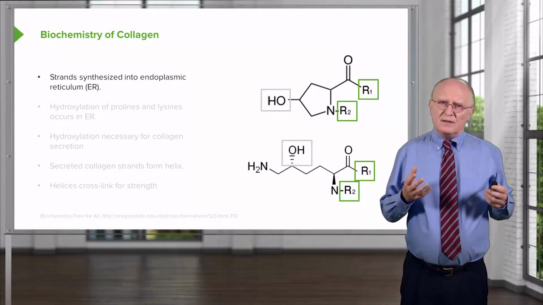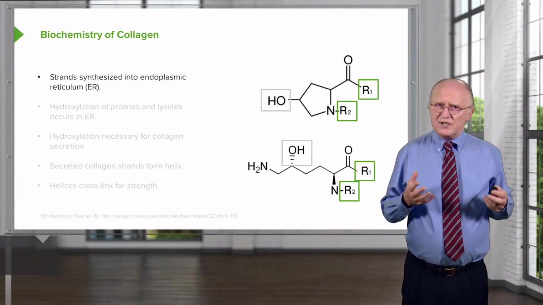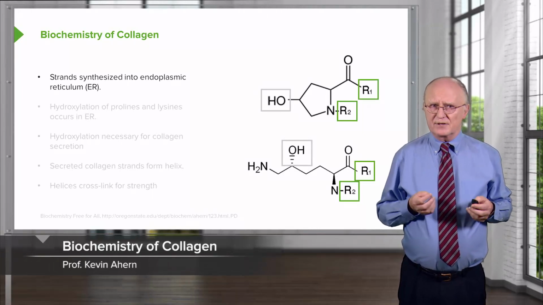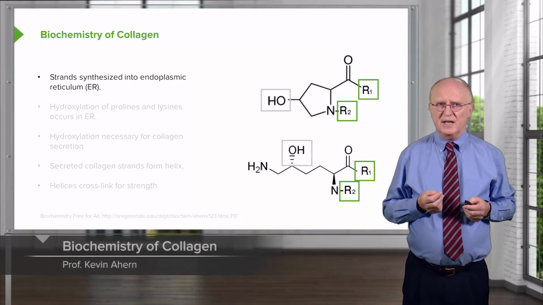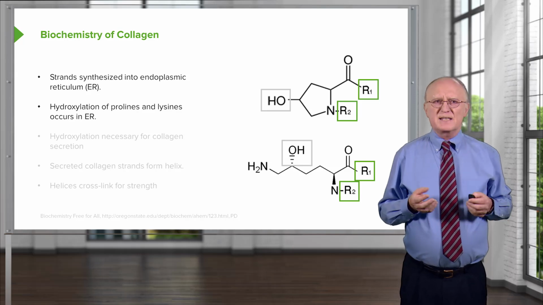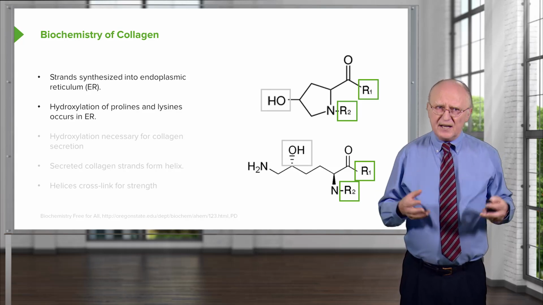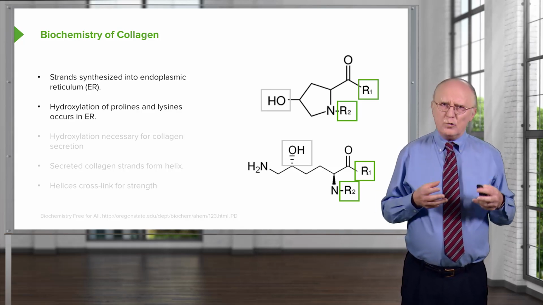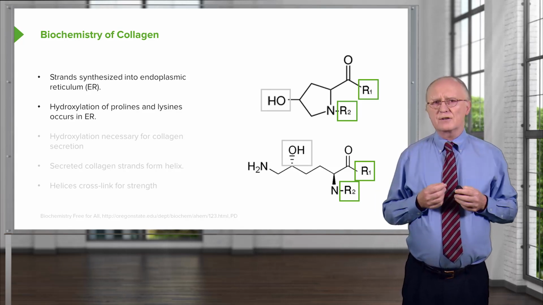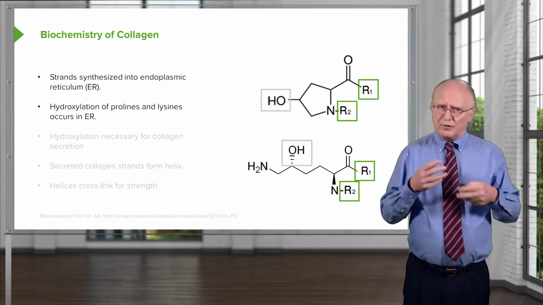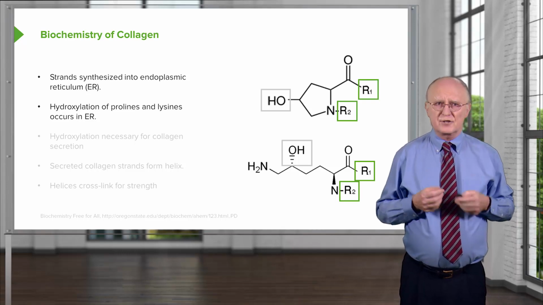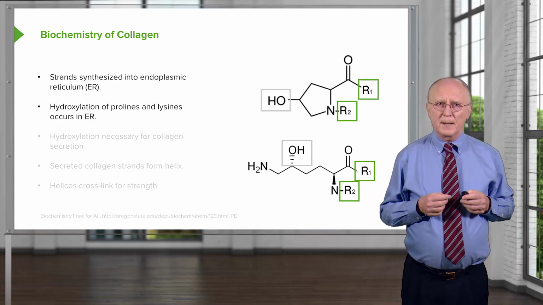Now, the strands of collagen are made originally in the endoplasmic reticulum of cells. That's where the synthesis of collagen begins. Within the endoplasmic reticulum, there's a hydroxylation of prolines and lysine side chains that occurs, and this is critical both for the release of the collagen from the cell and also in providing the strength that's necessary for the collagen to support all the different things that we described.